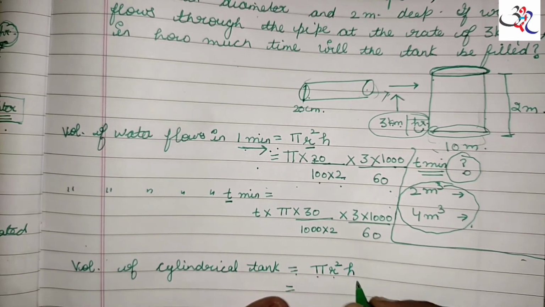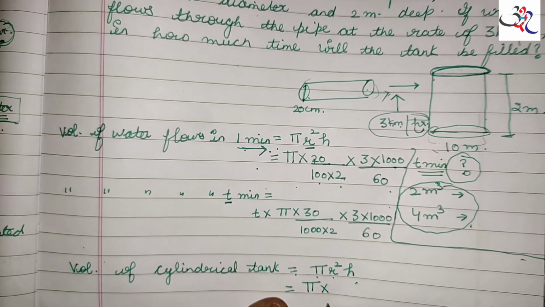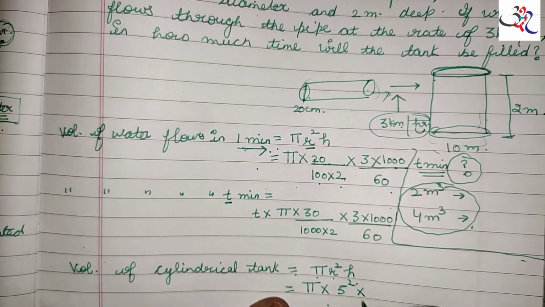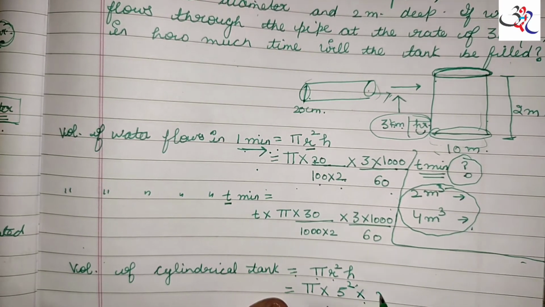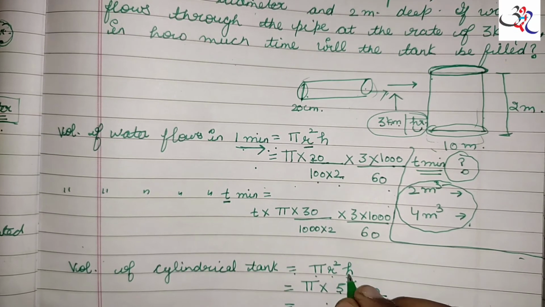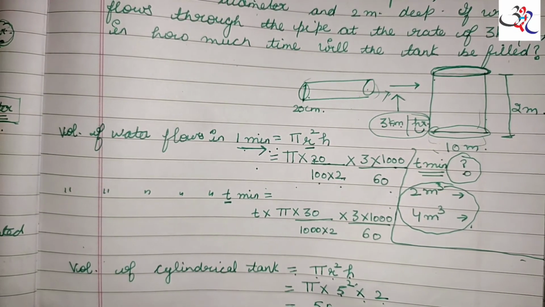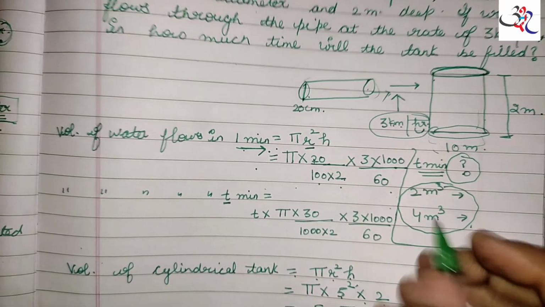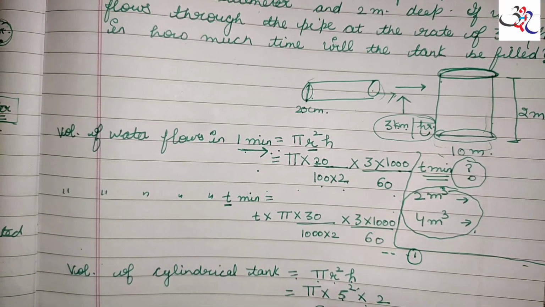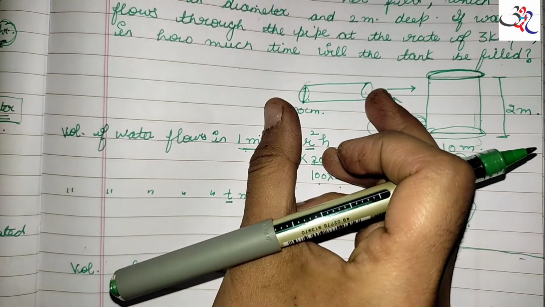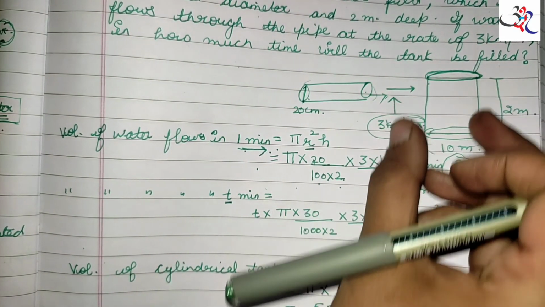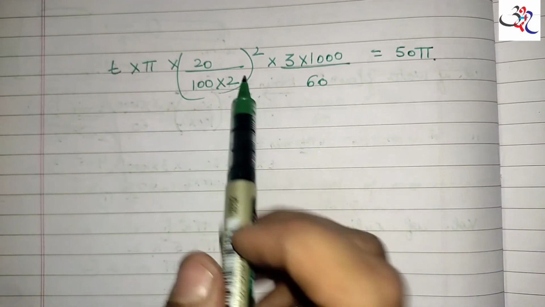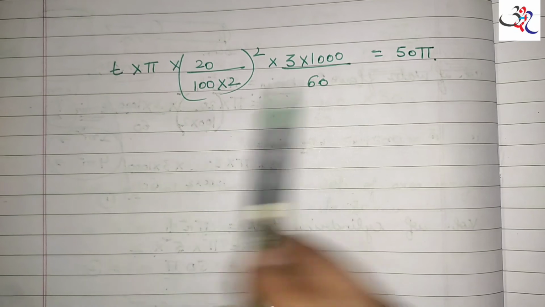Again, pi r square h, pi will remain the same. The diameter is 10, so the radius will be 5, square, into the height, which is 2. So 5 square is 25, 25 into 2 will be 50 pi. Now both the values are equal, because the water flowing from this pipe is equal to the water filling this cylindrical tank. So when you equate both the volumes, you will get this value.